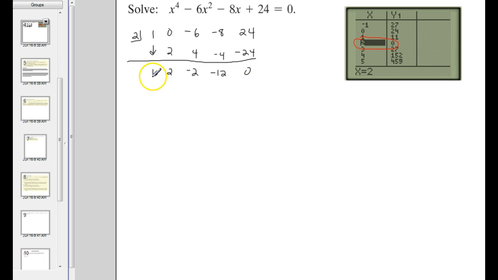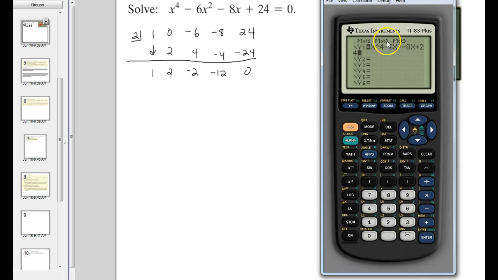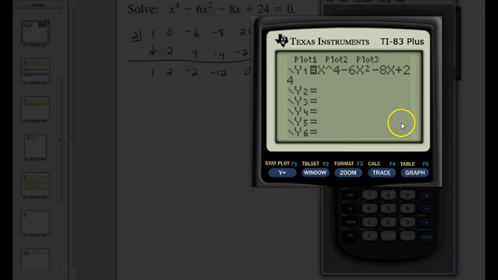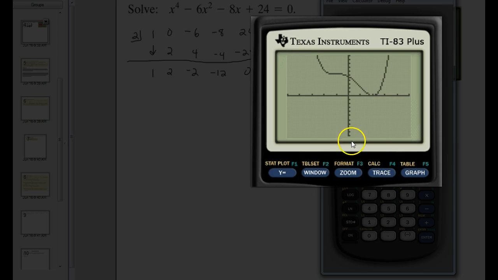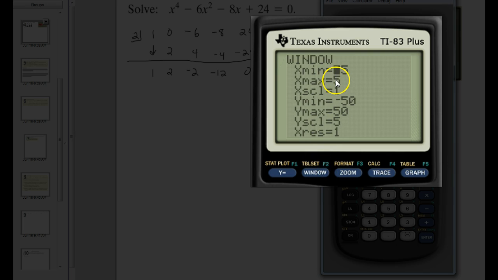Now, remember, this is x cubed, x squared, x, the constant, and then this is the remainder. What I said in your notes earlier is that we have to get down to degree 2 so we can use the quadratic formula. Again, I have the function in the calculator. If I graph it, my window is -5 to 5, -50 to 50.